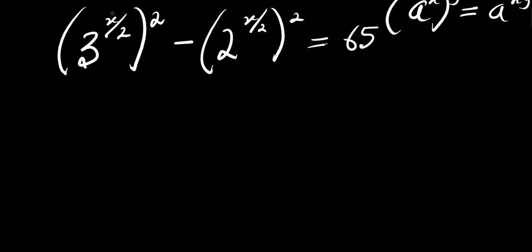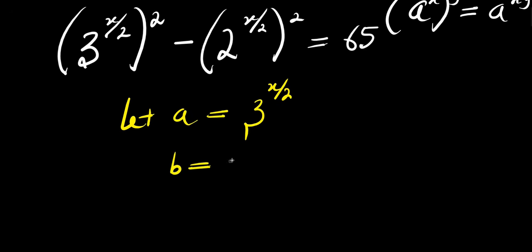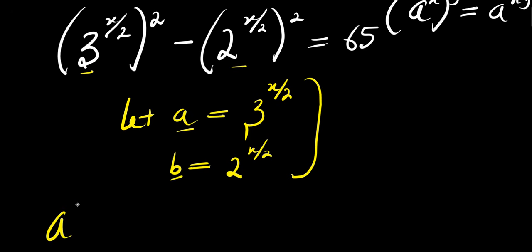Now, I can easily say that let a equals 3 power x over 2 and b equals 2 power x over 2. So that means when I have 3 power x over 2, I replace it with a. When I have this, I replace it with b. So we have a squared minus b squared equals 65.